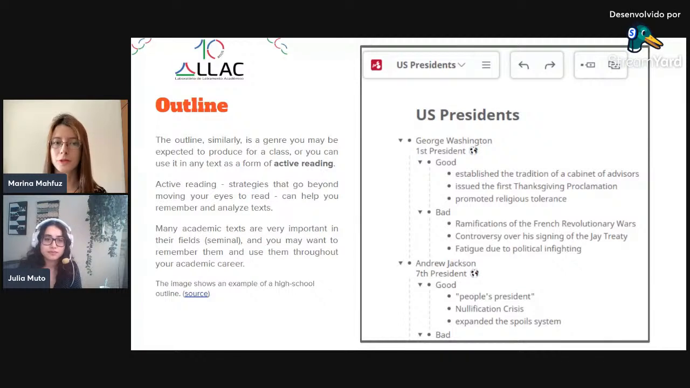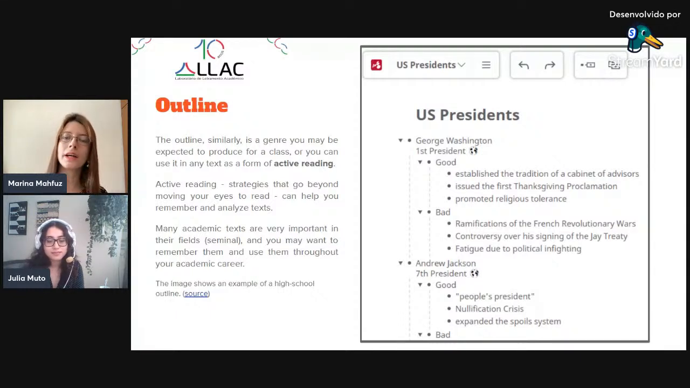What is active reading? Basically, it's a strategy that goes beyond just reading. So sometimes you really like a text. Maybe it's a difficult text, maybe a little complex, but if you don't have a strategy to retain that information, you have to go back to that text over and over again, right? When you are writing a paper or studying for an exam.